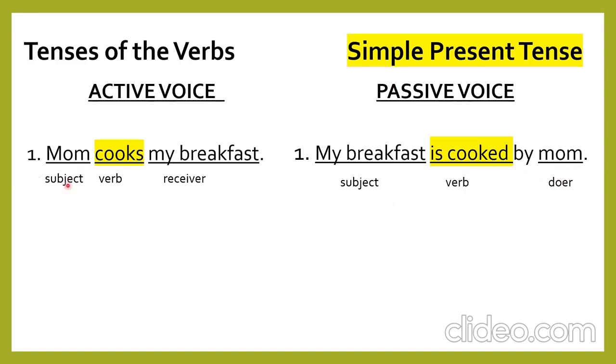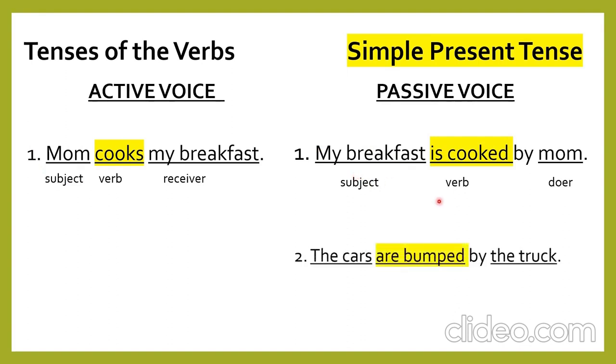And in this sentence, mom is also the doer of the action. What just changed is the role of the subject. Because in this sentence, the subject is mom. She's the doer. But in this sentence, the subject is my breakfast, and that's the receiver of the action. Next, what if the sentence is in passive voice and you're going to convert it to active voice?